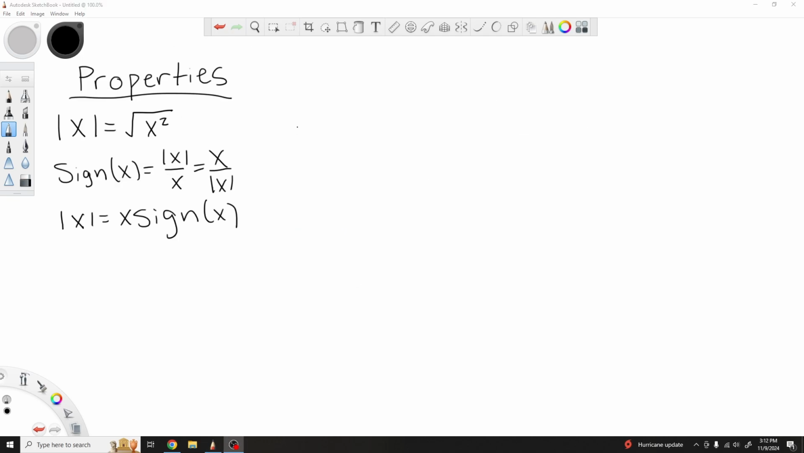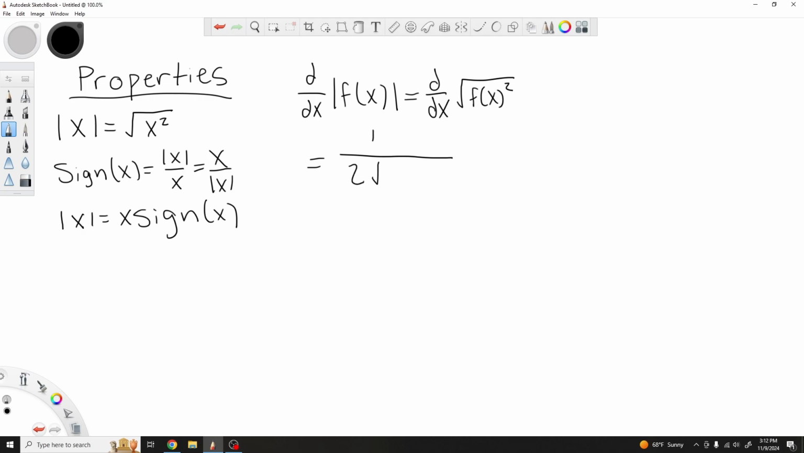So I've written our properties on the left side over here, and now we can start with derivatives. We're going to start with the derivative of the absolute value, and then we're going to move to function notation. So the derivative of the absolute value of f of x, we can rewrite using this first property, is equal to the derivative of the square root of f of x squared. Now here we can just use chain rule to evaluate this. So derivative of the outside, we'll get 1 over 2 square root f of x squared times derivative of the inside, we'll get 2 times f of x times f prime of x.